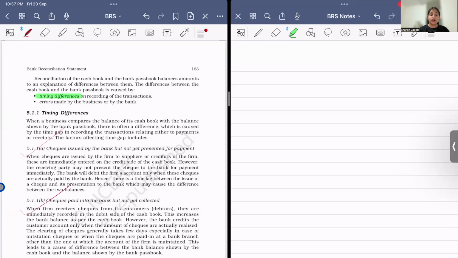Direct debits made by the bank on behalf of customers. For example, if there is any amount that the bank is going to deduct on behalf of the customer. Examples are given: incidental charges, check collection charges, interest on overdraft. Such deductions will be made by the bank directly on behalf of the customer. So what happens? Our cash book balance will be high because we are not yet aware that this has happened, but our bank passbook balance will be low because that deduction has been made. So I hope this is also clear that we have looked at three timing differences.